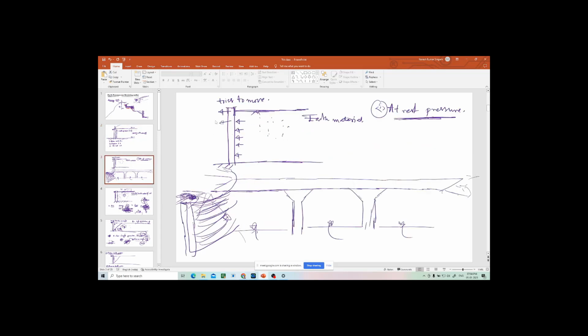So when the wall is moving away from the soil, then the soil is going to fail at one point when it is moving away. Just at the verge of failure, the pressure which is exerted by this soil onto the wall is active earth pressure. When the wall is not moving, then the pressure exerted by the backfill is called at rest earth pressure.